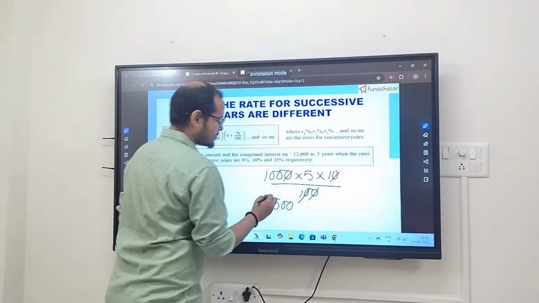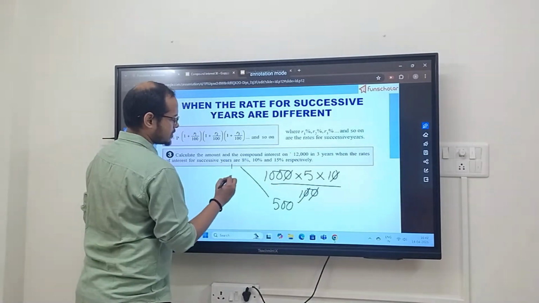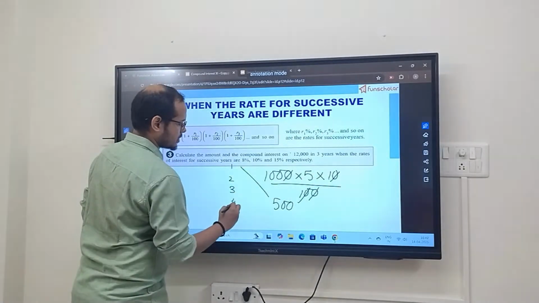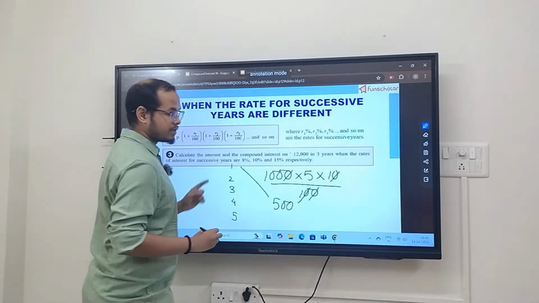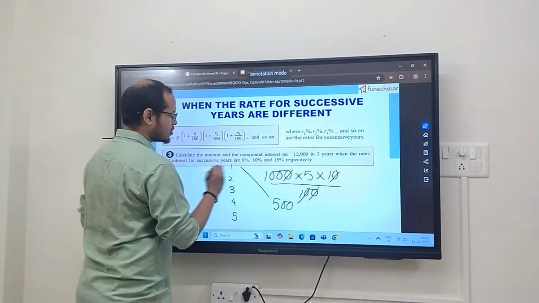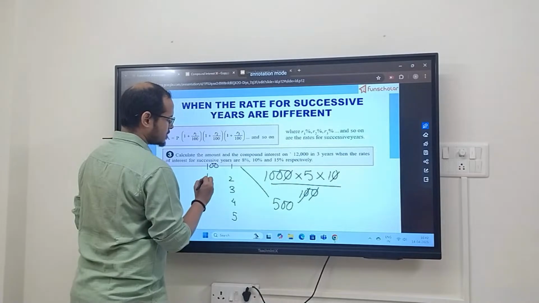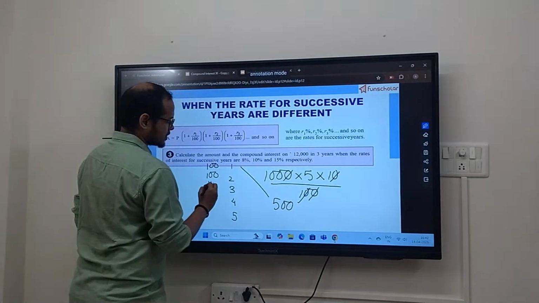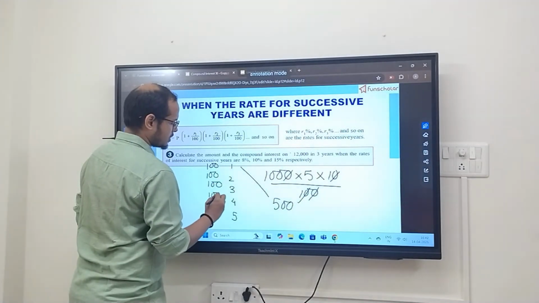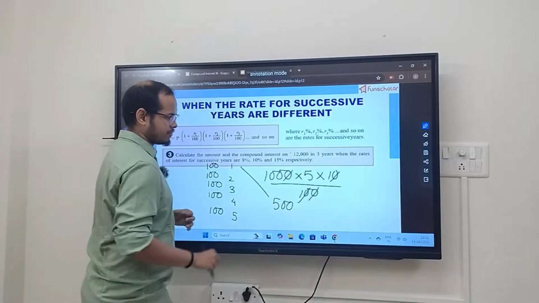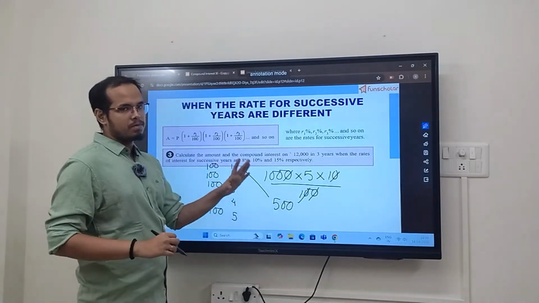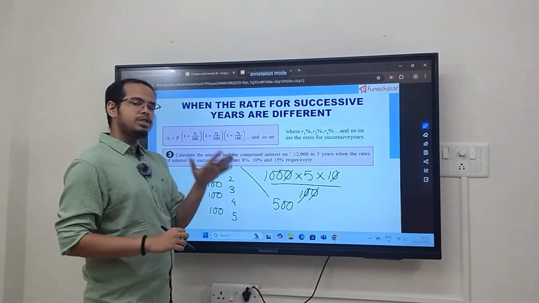This 500 is divided into first year, second year, third year, fourth year, fifth year. So if 500 is divided equally into 5 years, the interest for each year will be 100 rupees. So 100 rupees for the first year, 100 for the second, 100 for the third, 100 for the fourth, and finally 100 for the fifth. This is how we calculate simple interest. Simple interest is the same for each and every year.